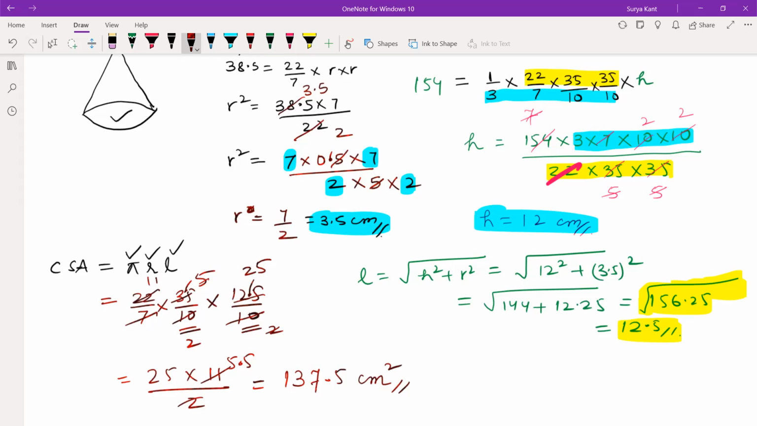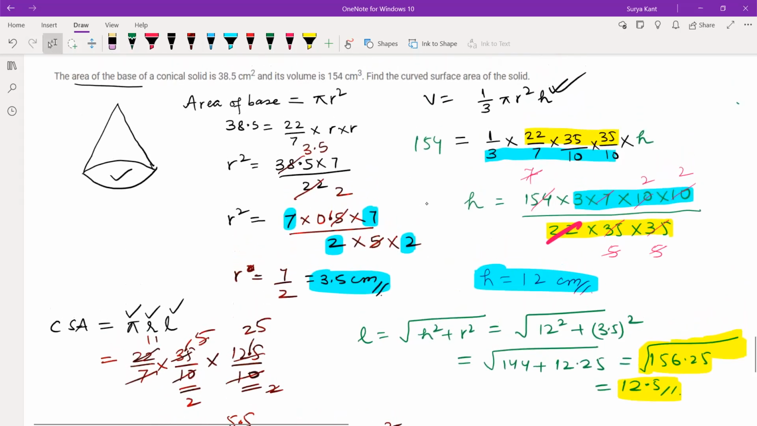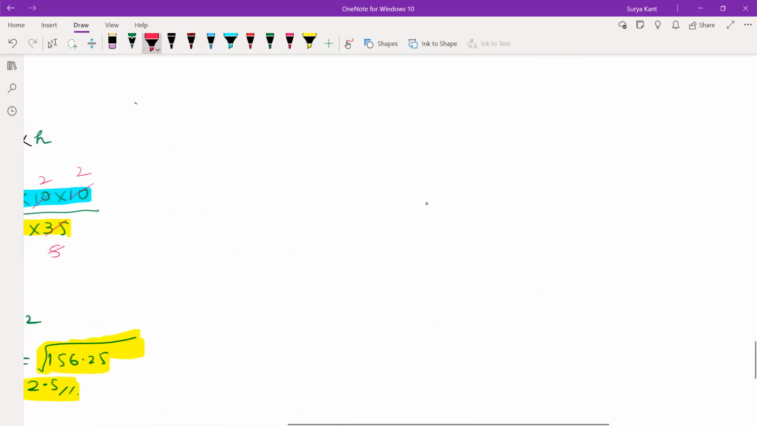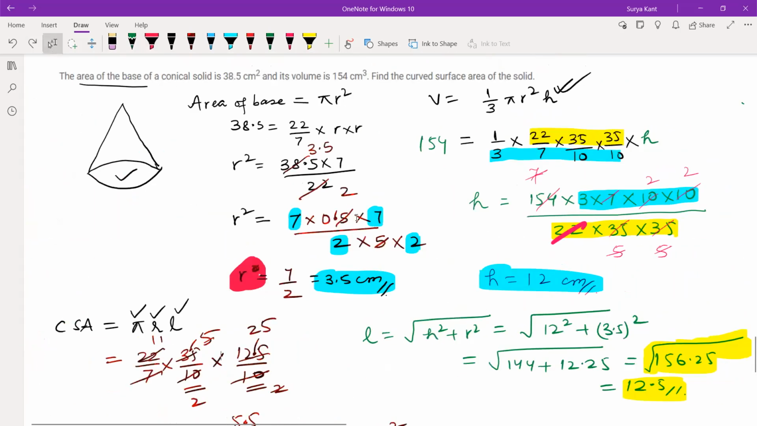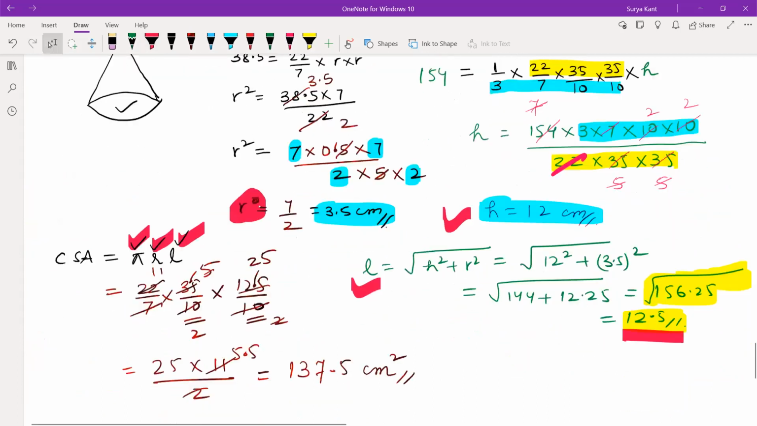Is it clear, children, to everyone? Yeah, sir. Yes, sir. So first we find radius, then we find height. After finding radius and height, we got L. L is equal to 12.5. So we put the values of pi, r, and L. We'll get the answer as 137.5.